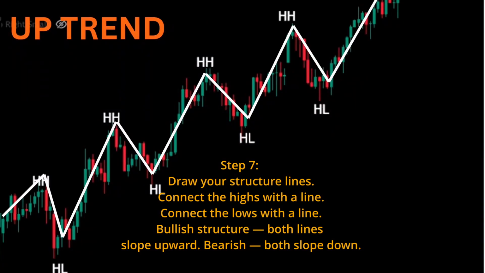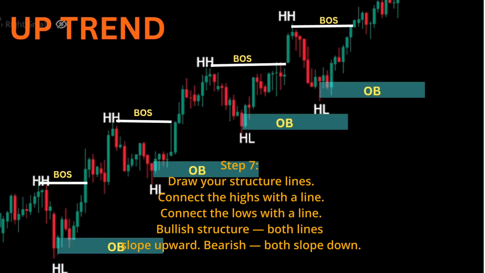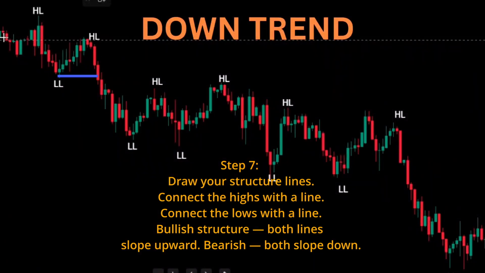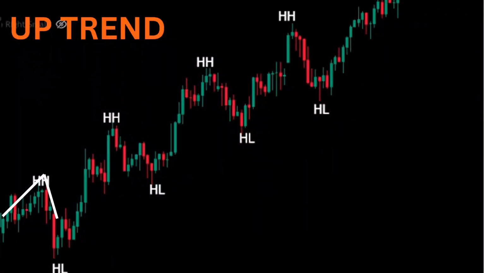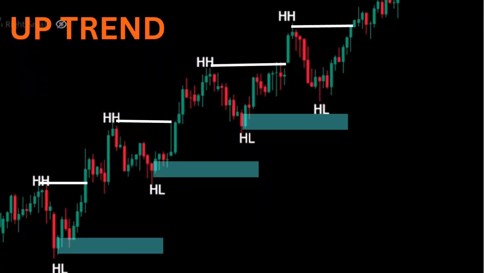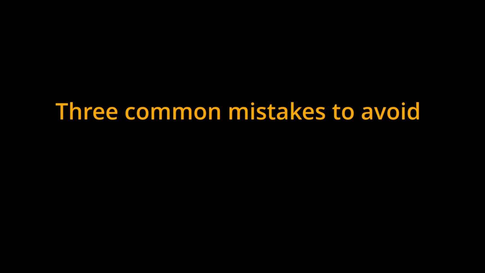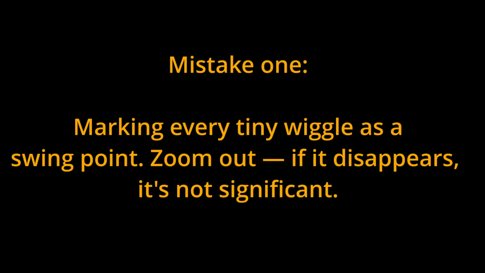Step 7, draw your structure lines. Connect the highs with a line. Connect the lows with a line. Bullish structure, both lines slope upward. Bearish, both slope down. Now, 3 common mistakes to avoid. Mistake 1, marking every tiny wiggle as a swing point. Zoom out. If it disappears, it's not significant.